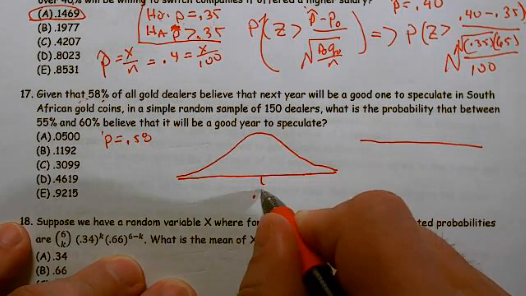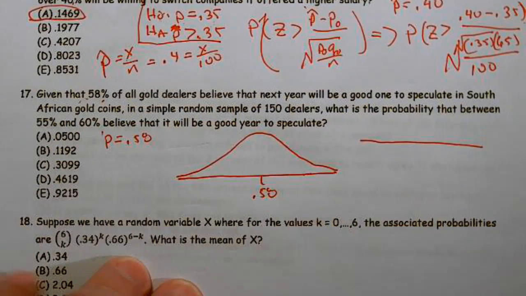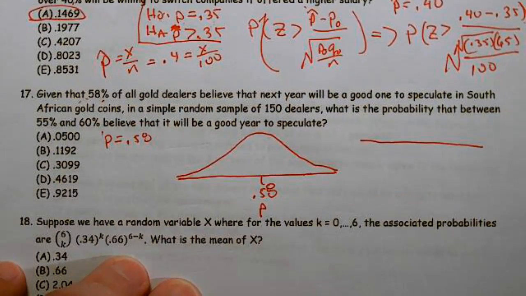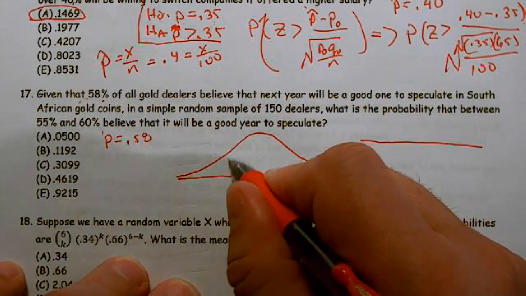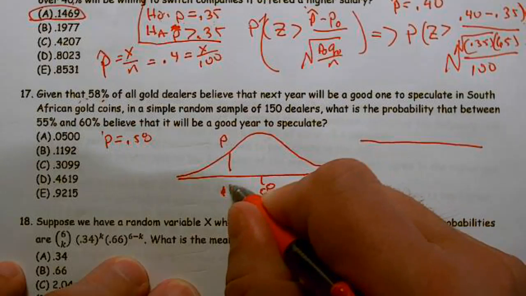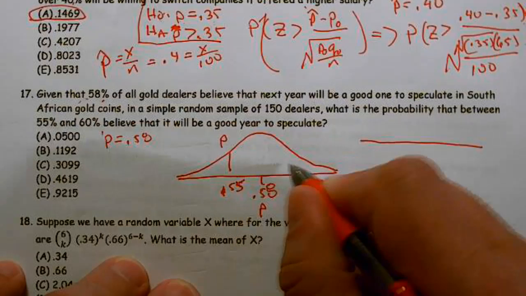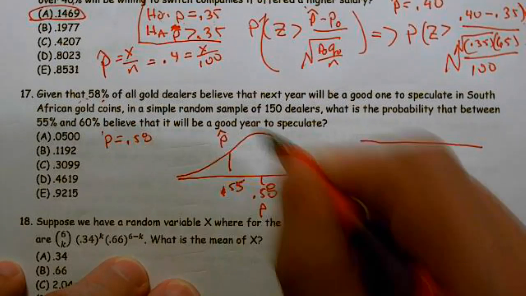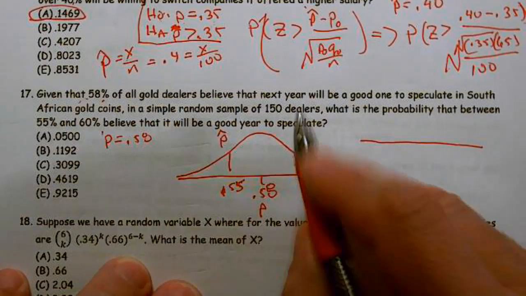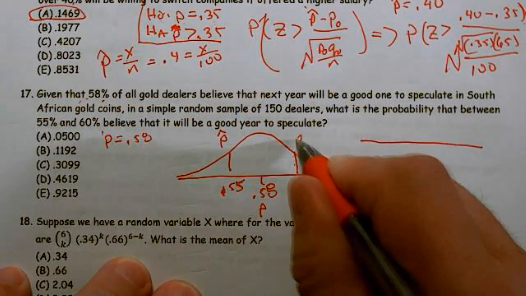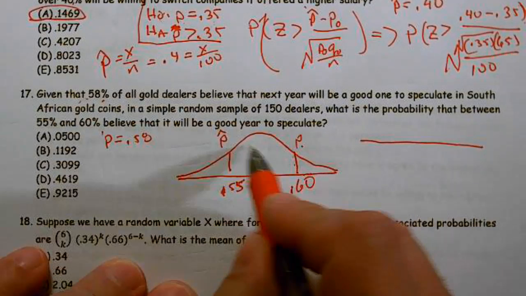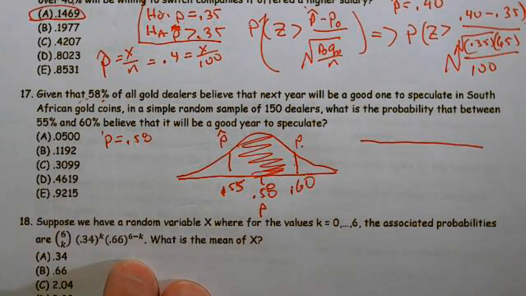Reality is 0.58. That's reality, and that's P. Well, what's the probability that I get a P hat as low as 0.55 or a P hat as high as 0.60? So I'm really looking for this.